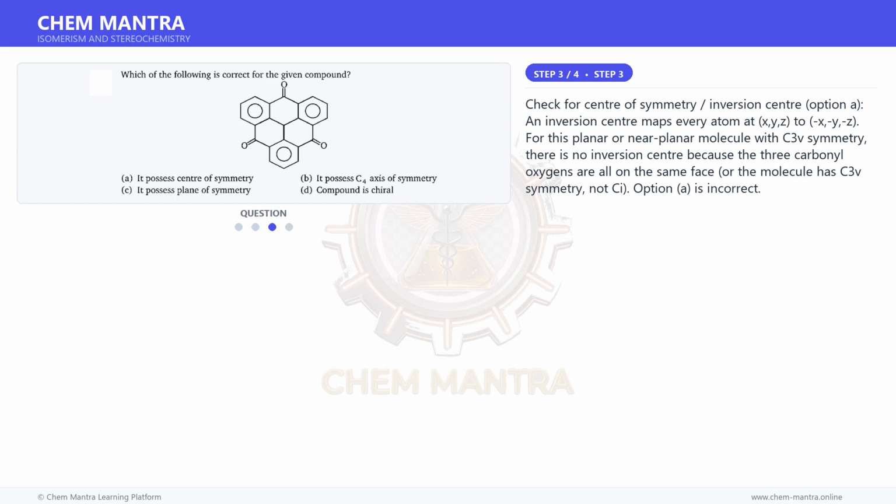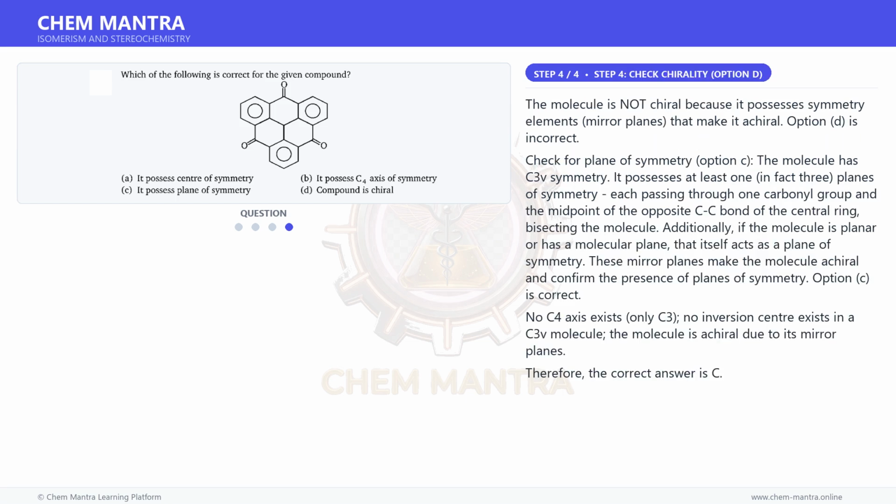Option A is incorrect. And for the next step, the molecule is not chiral because it possesses symmetry elements, mirror planes, that make it achiral. Option D is incorrect. Check for a plane of symmetry.